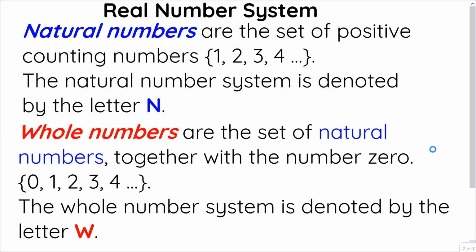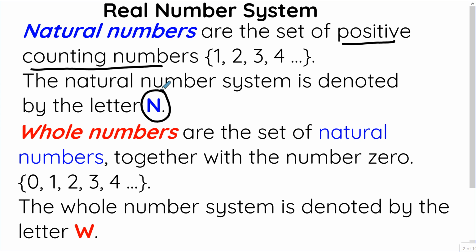We start first with natural numbers, and those are the set of positive counting numbers. So when you wanted to count something, you would just start with 1, 2, 3, 4, etc. No decimals, no fractions, no negatives, no zero. The very basic number system, natural numbers denoted by an N.